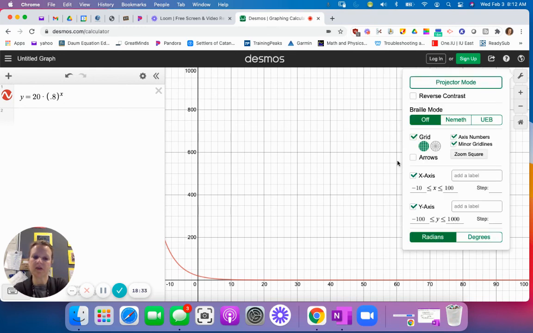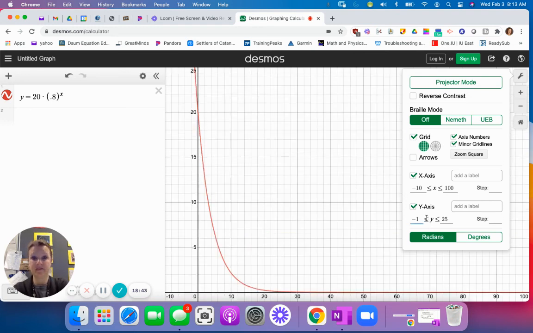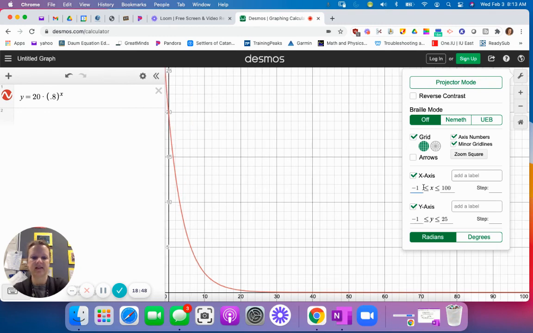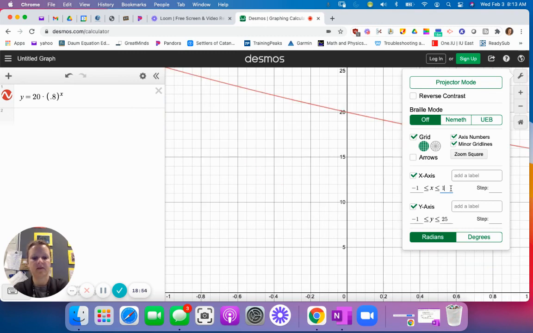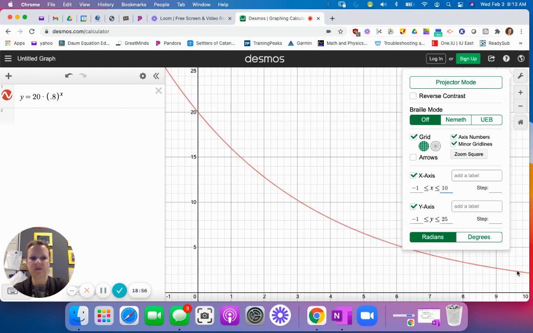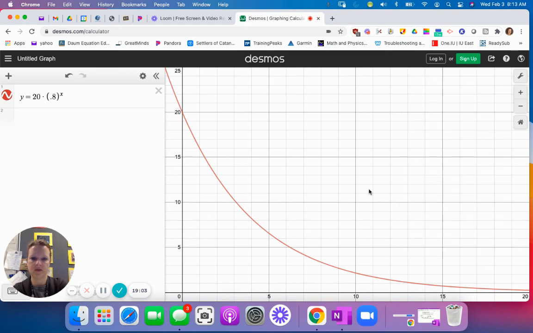I am certain that the highest y value we need is 20. Wait, let's just do 25 so we can see just below that. And the y-axis, I don't really need to see any of it. So that looks much better, but I think our x-axis is still, let's see what 10 does. Oh, 10 is not big enough. Why isn't 10 big enough? I can't see where it really gets down to 0. So I need more x-axis.